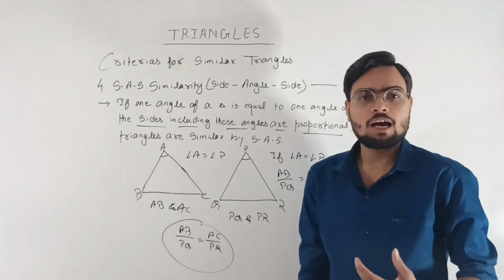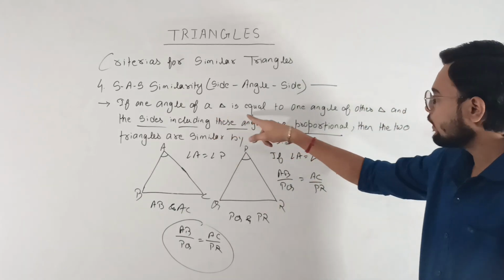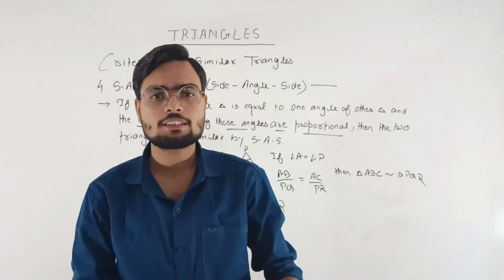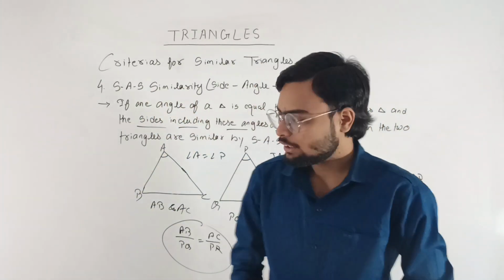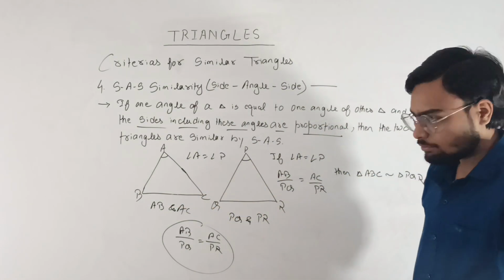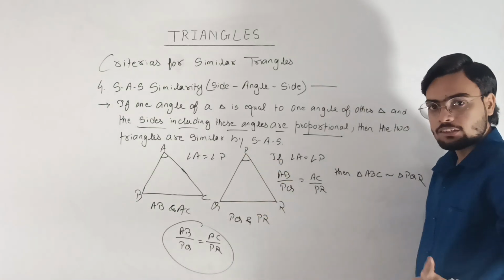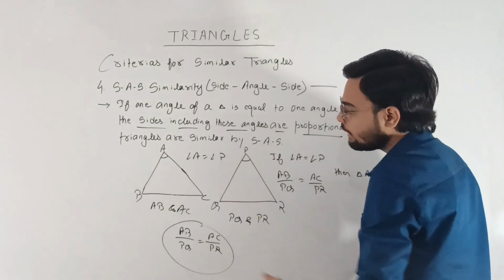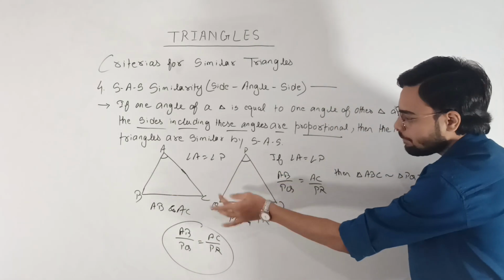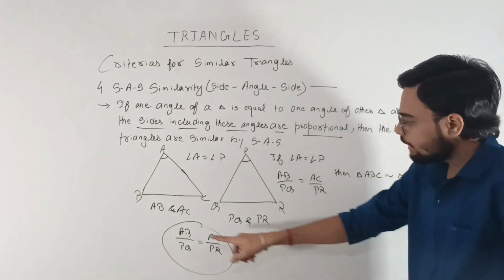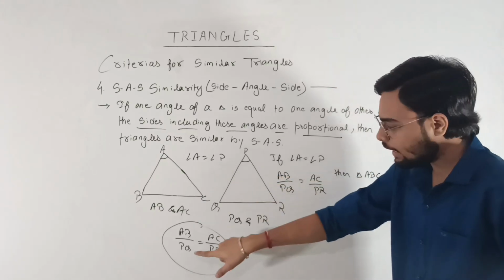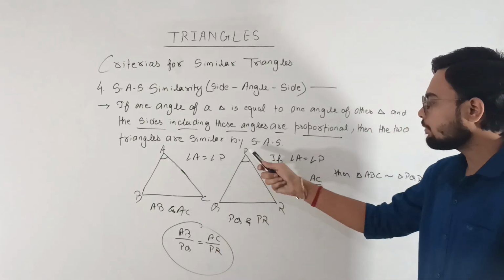If one angle of one triangle is equal to one angle of the other triangle, and sides including these angles are proportional, then in this case we say these two triangles are similar by SAS. Now look here, I have two triangles ABC and PQR. In these two triangles, angle A equals angle P. Then we look for the sides including these angles to be proportional. In triangle ABC, angle A is between AB and AC sides, so I write it here. And in triangle PQR, angle P is between PQ and PR sides, so I write it here. Now if AB upon PQ is equal to AC upon PR, then by these two conditions, angle and side, these two triangles are similar by side angle side.